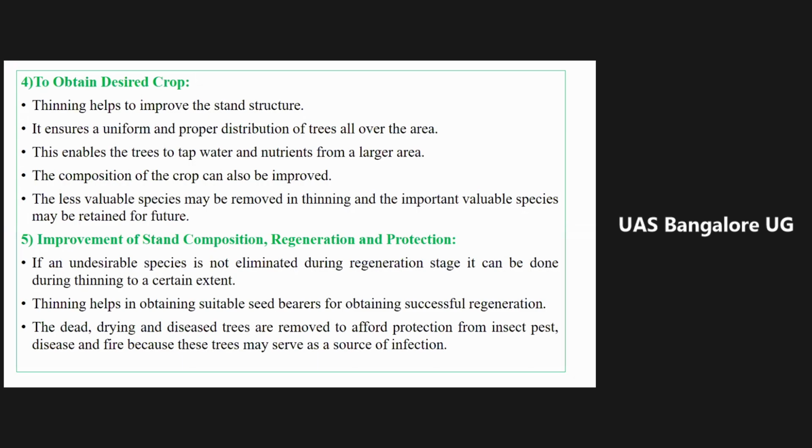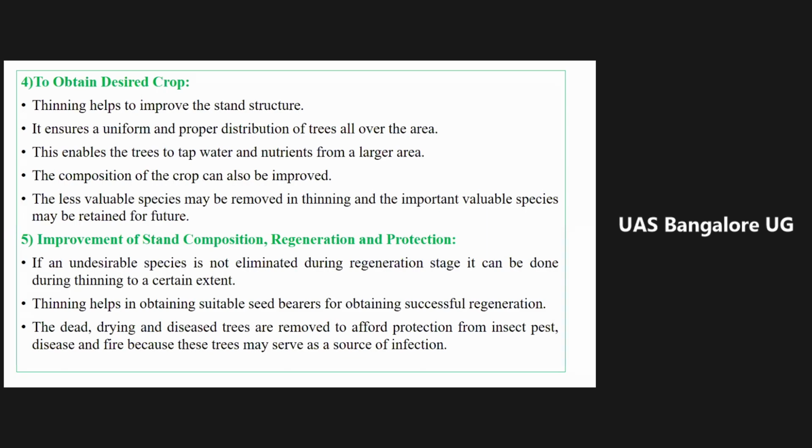Okay, if an undesirable species is not eliminated during the regeneration stage, it can be done during the thinning to a certain extent. Then thinning helps in obtaining suitable seed bearers, that is good seed trees, for obtaining successful regeneration. I think I explained in the last class while explaining coppice classification: the forest originated from seed is called high forest, and the one from vegetative parts is called coppice forest.